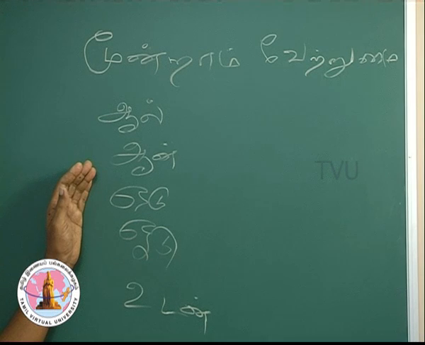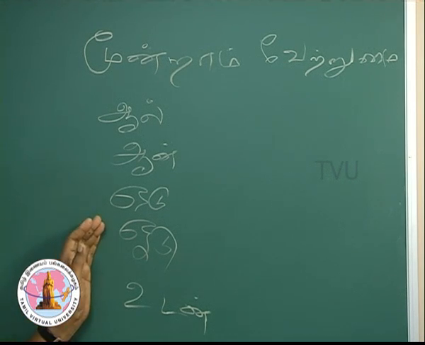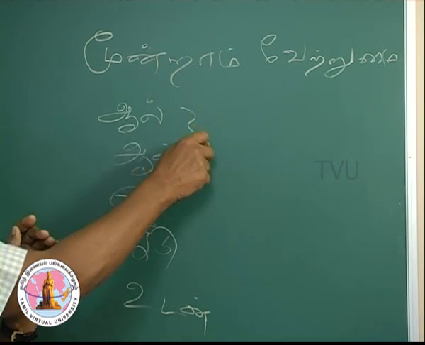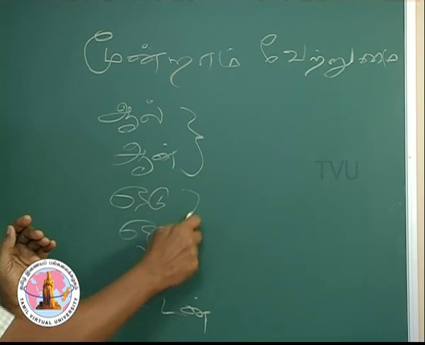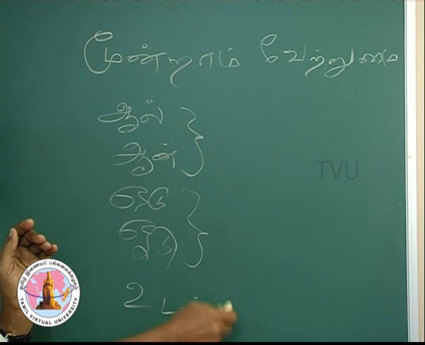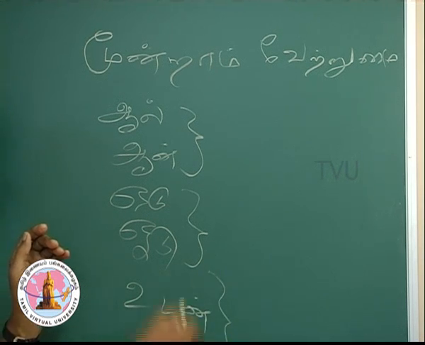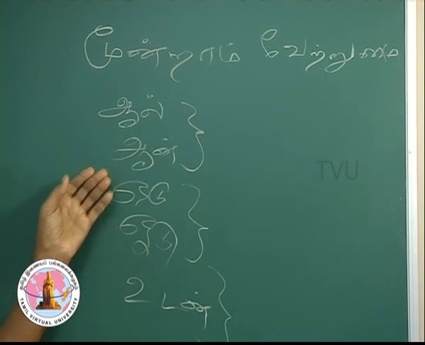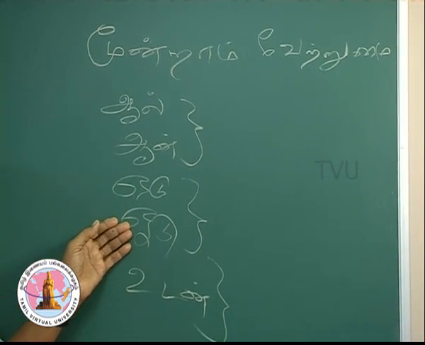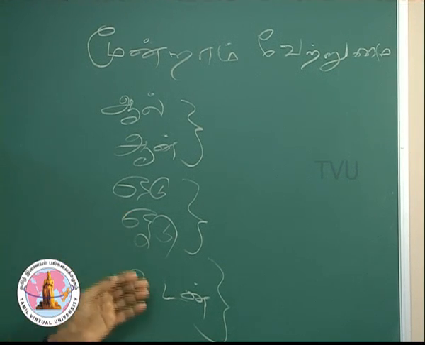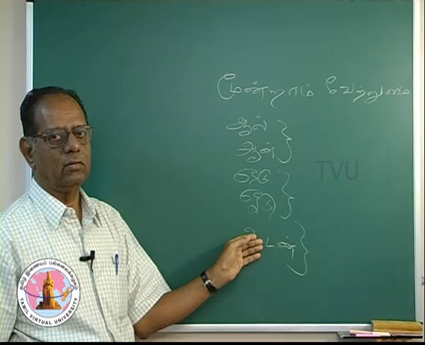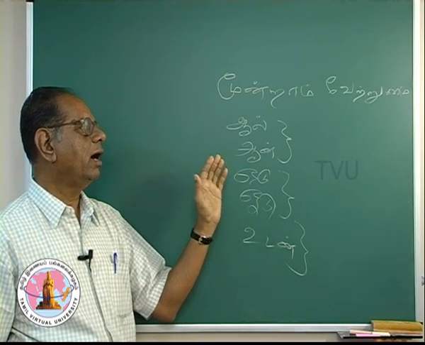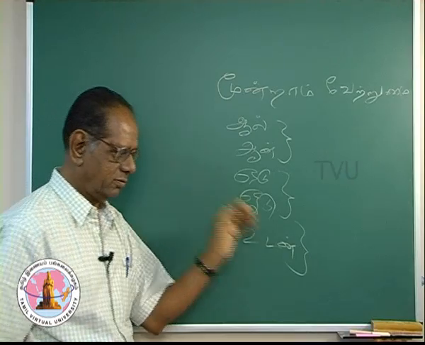Aal, odu, and udan. We have seen all these. They mean the same: by, or with. Aal means by; odu and udan mean together with, along with. So these three sets we are going to apply to the words.